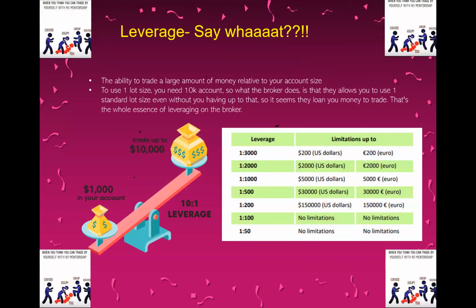Now these are the leverage options that we have. You can see we have 1 to 50, 1 to 100, 1 to 200, 500, 1,000, 2,000, 3,000. In fact, there is even 1 to 1, there's 1 to 2, there's 1 to 3, there's 1 to 5. It simply means whatever number you have after the 1 is what they are multiplying your money with.